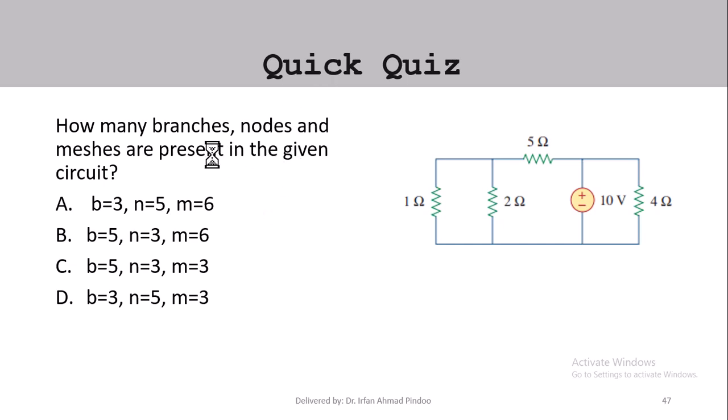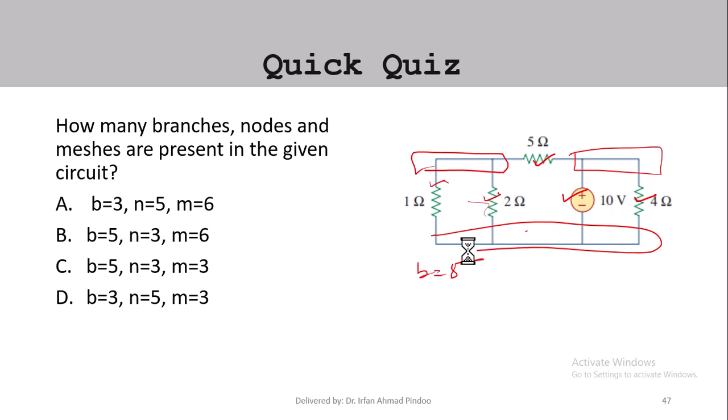Now an interesting question: how many branches, nodes and meshes do we have in the circuit? For branches, just count the elements: 1, 2, 3, 4, 5. So we have 5 branches. Then how many nodes? This is node 1 because they are the same, this is node 2, and this is node 3. So we have a total of 3 nodes. Why is this all a single node? Because in between there is no element. If there is no element in between, it will be considered as a single node only. So the number of nodes is also 3.